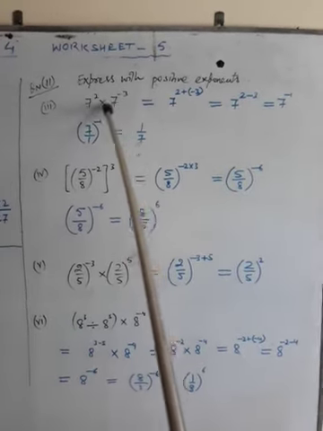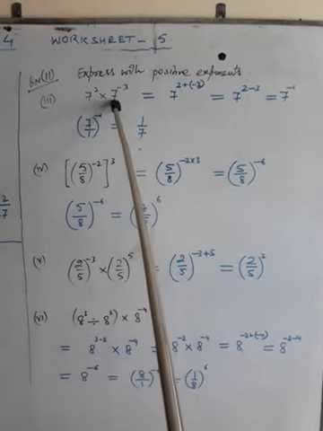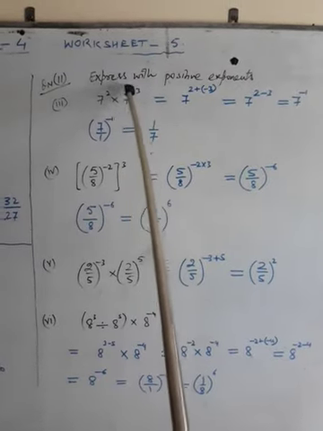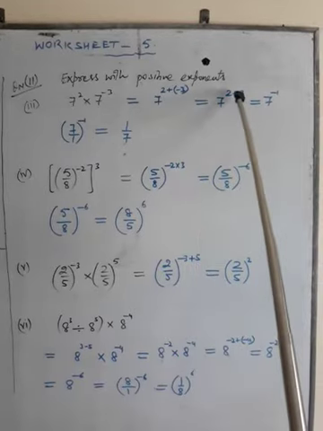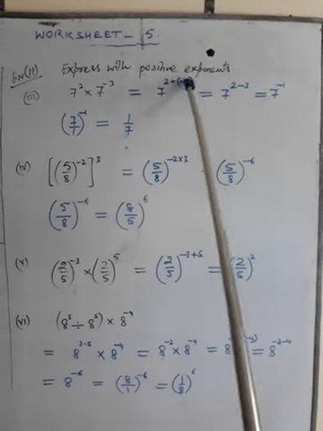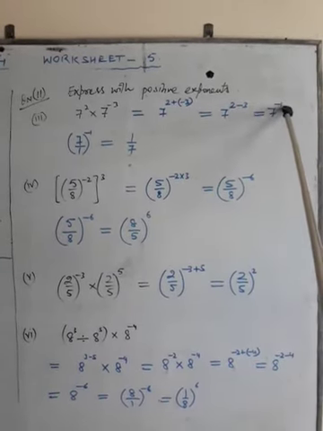So 7 to the power 2 into 7 to the power minus 3 is there. After simplification, you can see the bases are same, multiplication is involved, so powers are to be added. So 2 plus minus 3, I have written power 2 plus minus 3. Plus minus becomes minus, so it becomes 2 minus 3. So 7 to the power 2 minus 3 becomes 7 to the power minus 1.